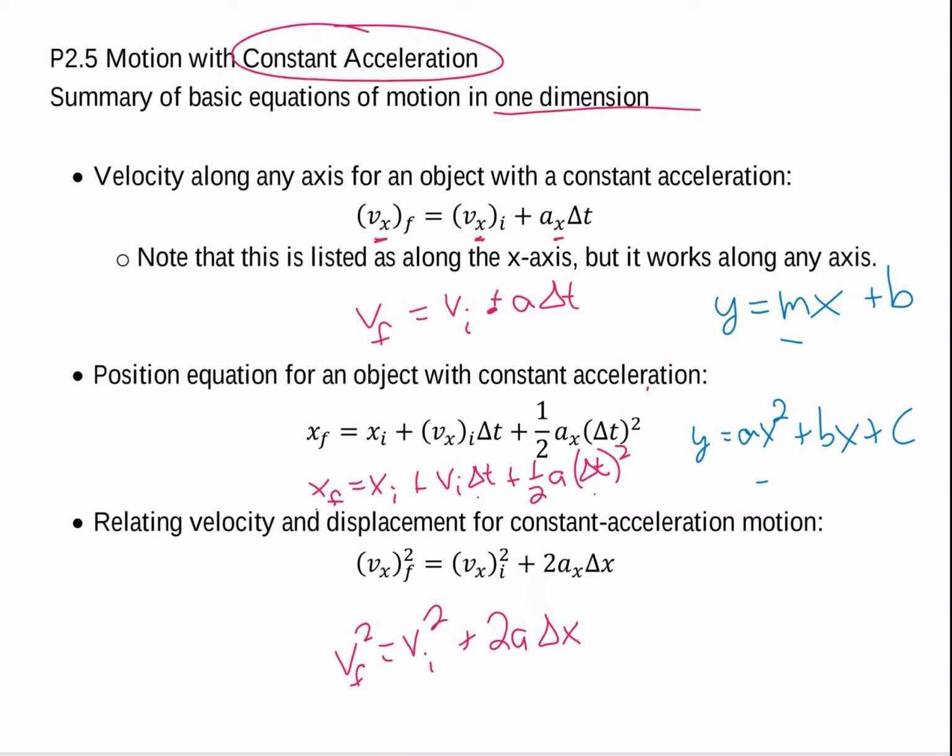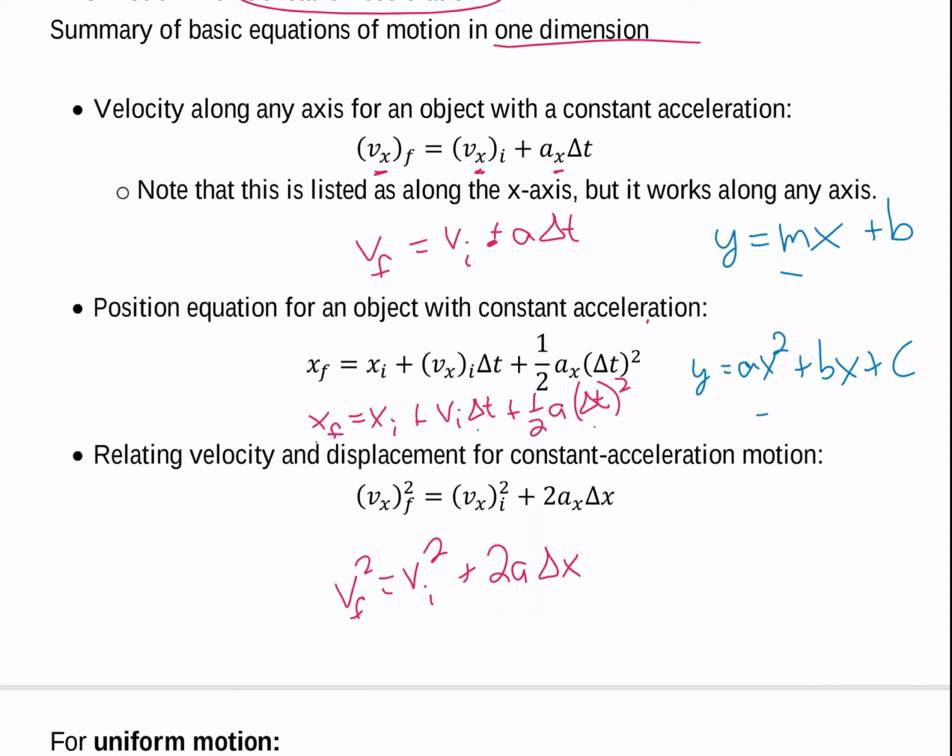And the third one is similar, except this time we have velocity final, but it's being squared. So this is actually a square root equation. If I were to square root both sides, I'd have velocity final by itself, which you also dealt with in Algebra 2. That was an Algebra 2 situation. Okay, so enough of that.